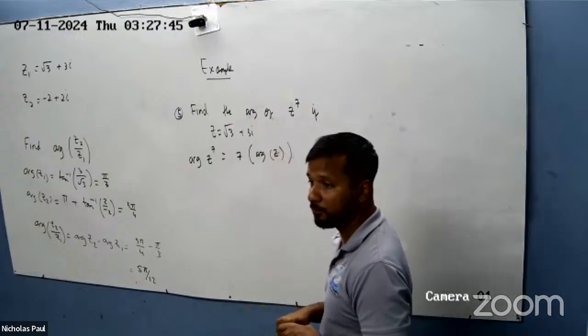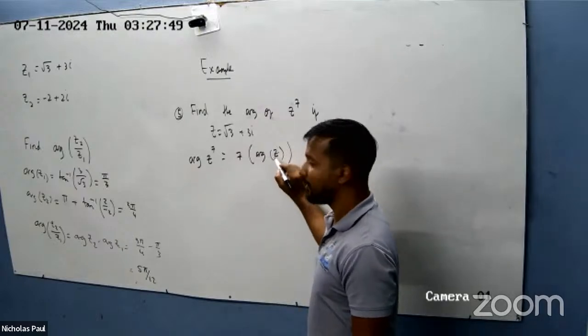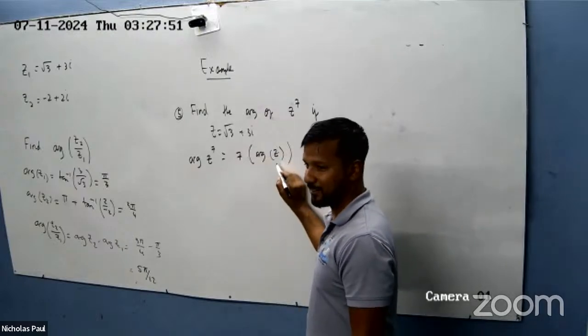Hello, give it up. Why are you laughing? All right, you see? There's a 7 and there's a z. Look it up.